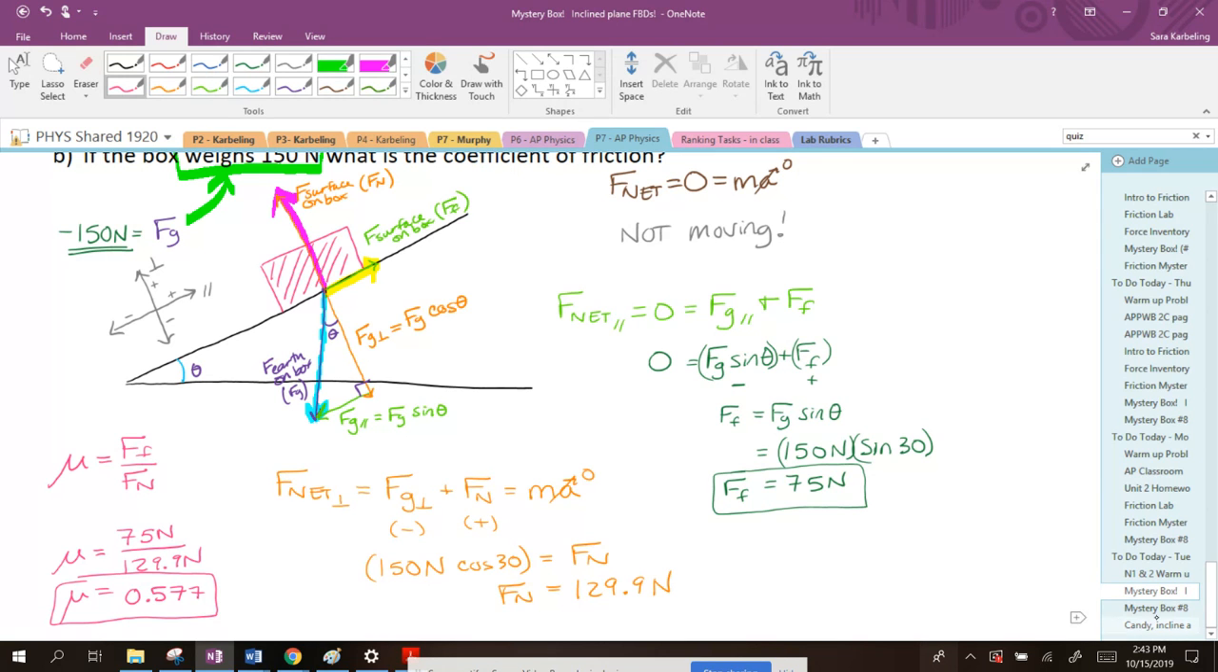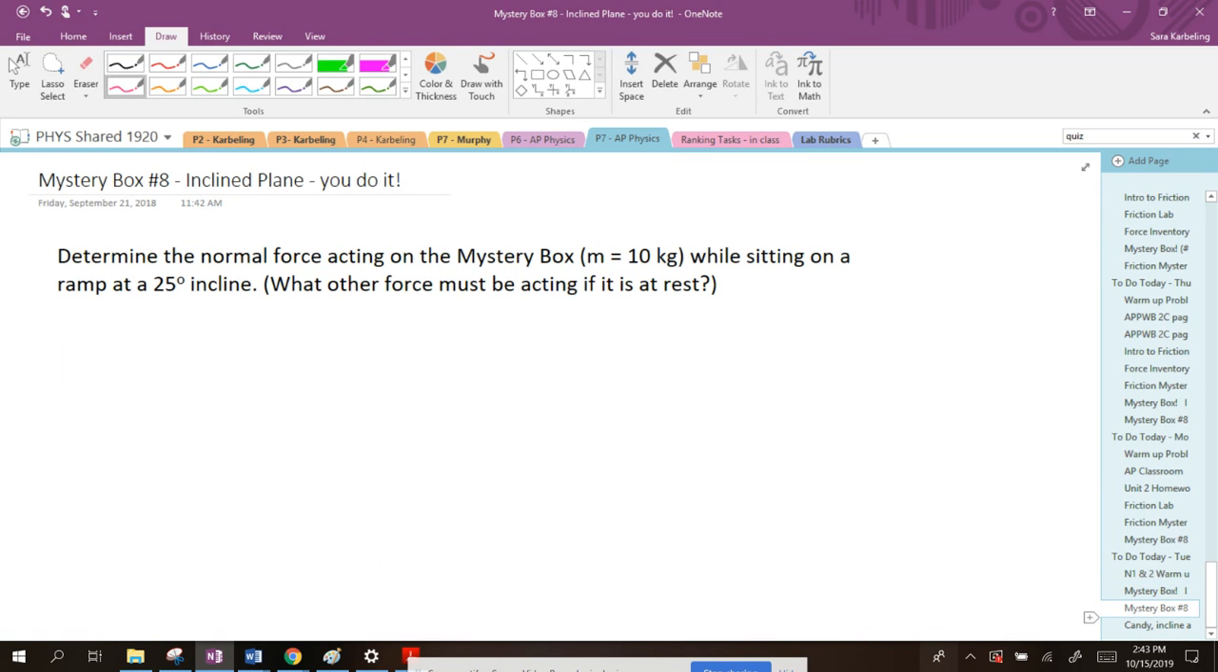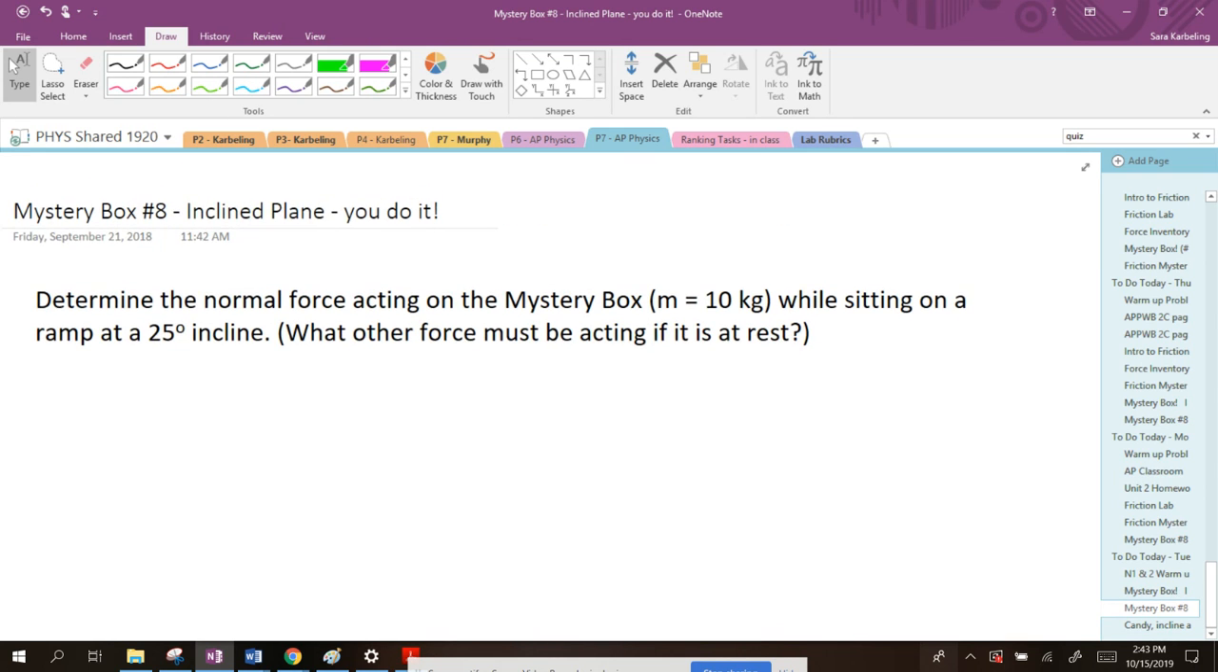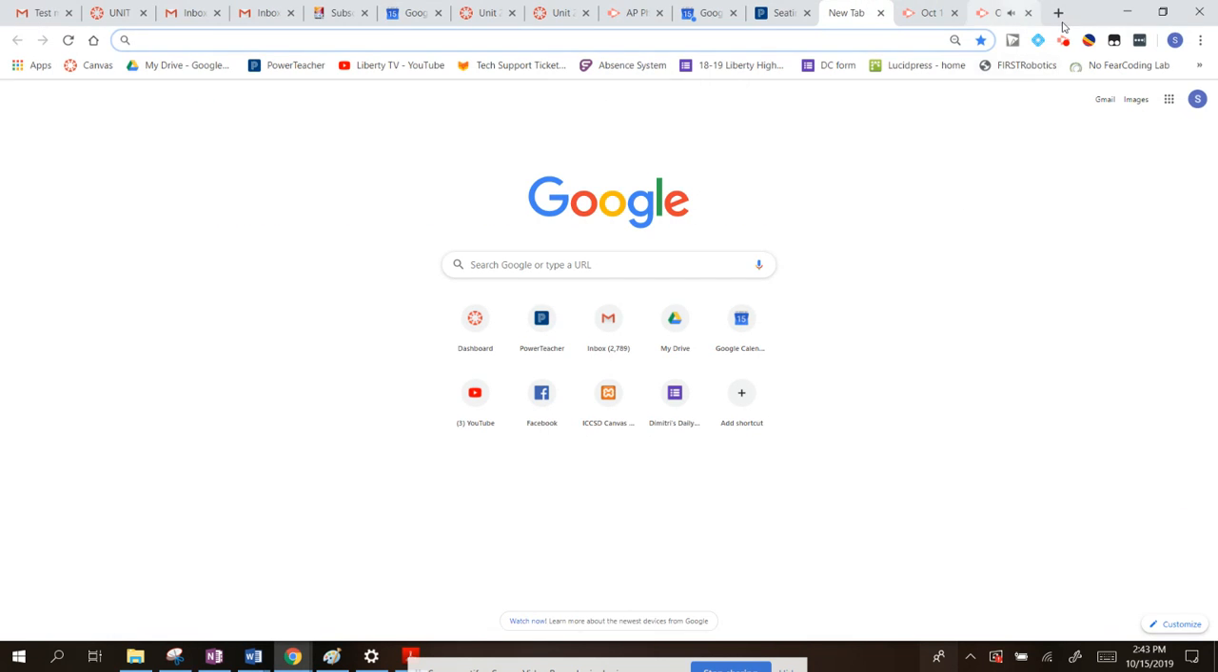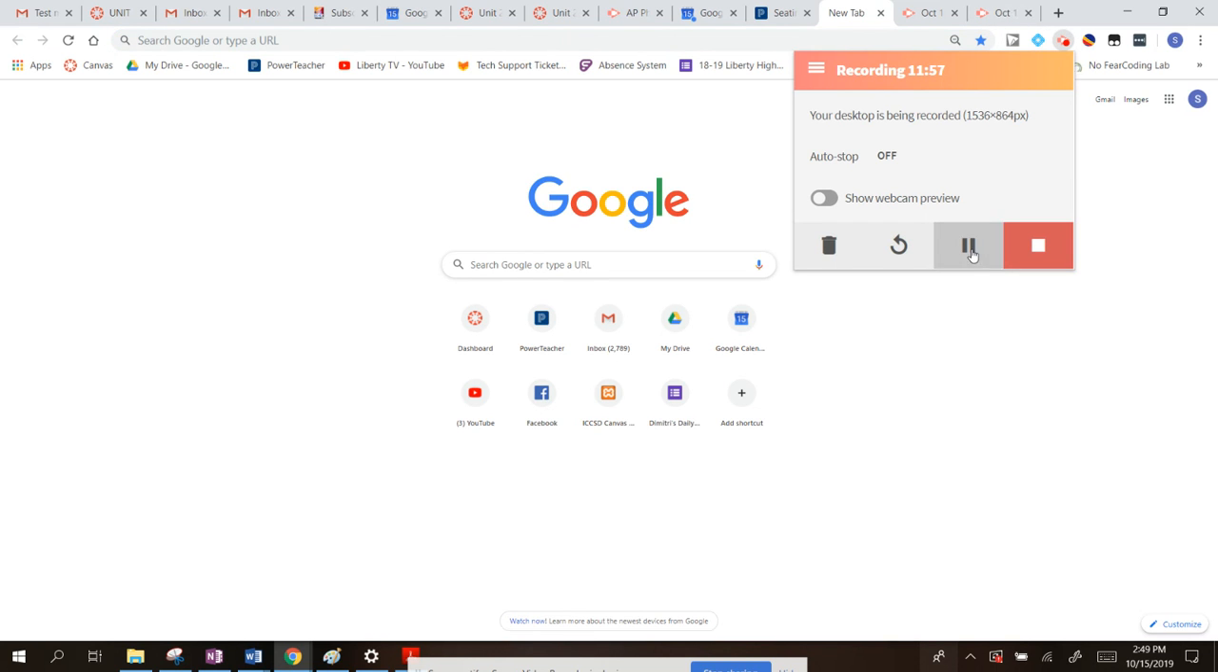Let me give you another one for you to do. Really, I don't want you to determine the normal force, I want all the forces. Determine all the forces acting on a mystery box while it sits on a ramp at a 25-degree incline. Okay? Can you do it? Yes, Miss Cartman, we got this. Go ahead and give it a shot. If you get stuck, let me know. I'll help you out. I want everybody to play.